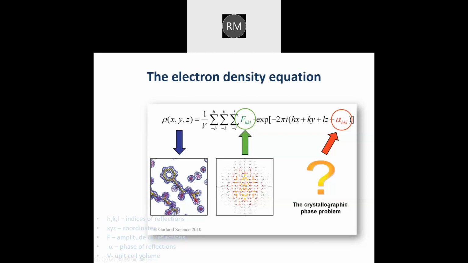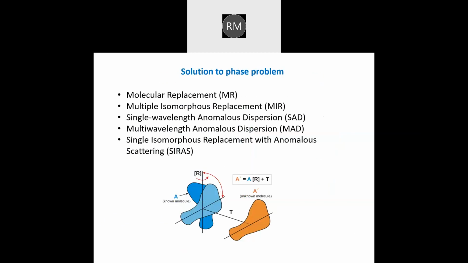So this alpha HKL, you get the structure factor amplitude or intensities of the structure factor by this diffraction pattern, but not the phase angle. So the phase angle of each spot is determined indirectly, and this is very popularly called the crystallographic phase problem. So there are different methods to solve the phase problem.